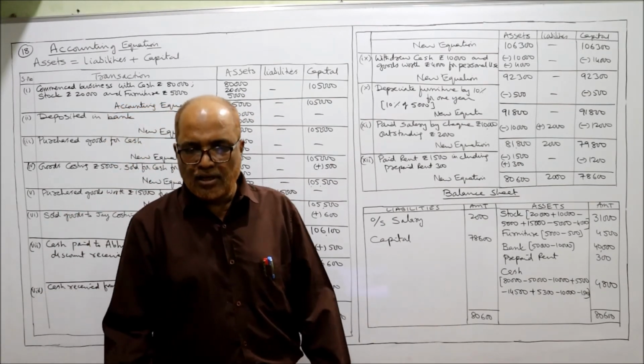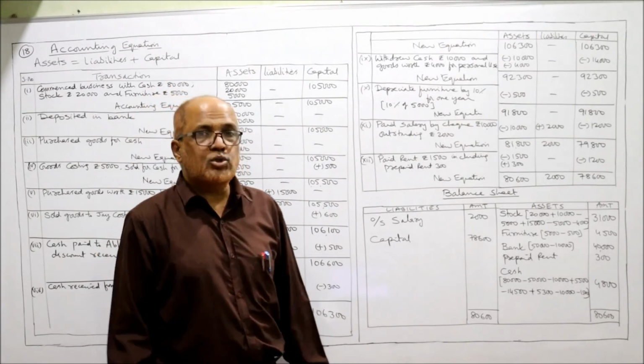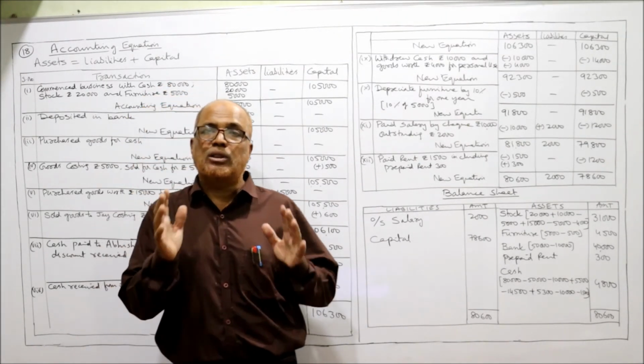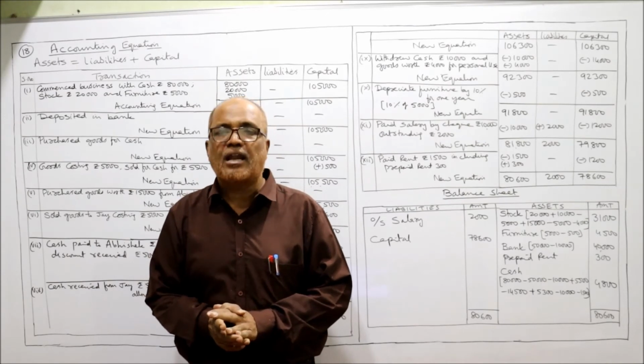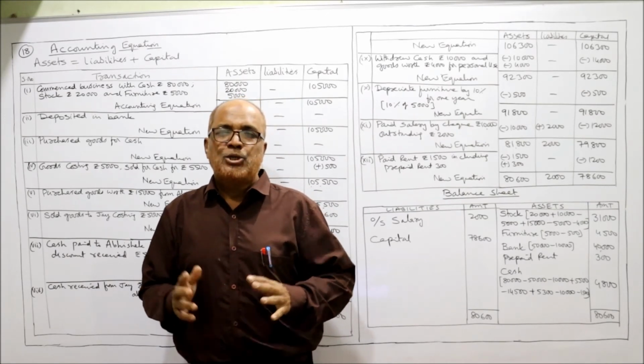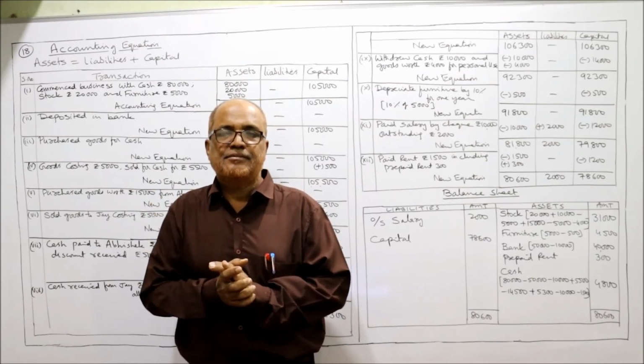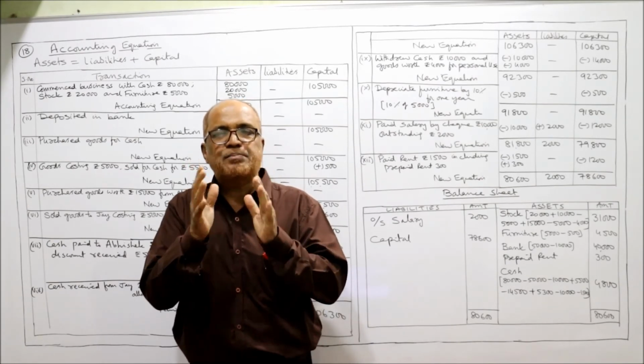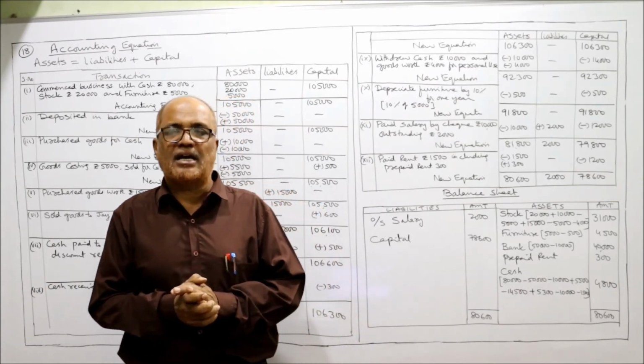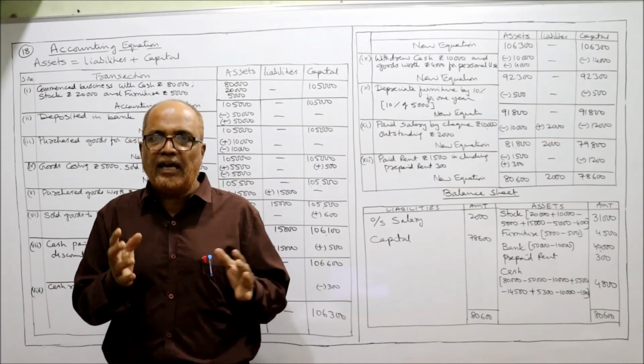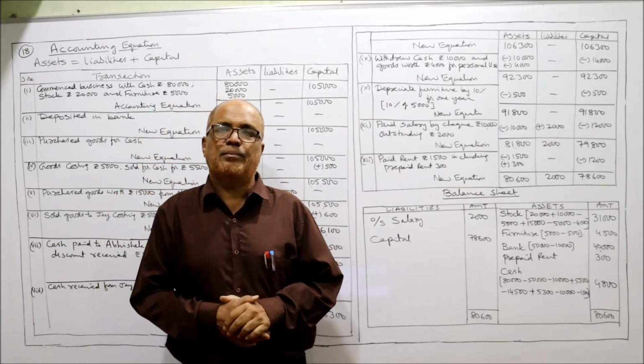That's all. So we have completed totally 18 problems on this chapter of journal and ledger. So I have explained you to the best of my ability. I have put all my efforts in explaining each and every problem.